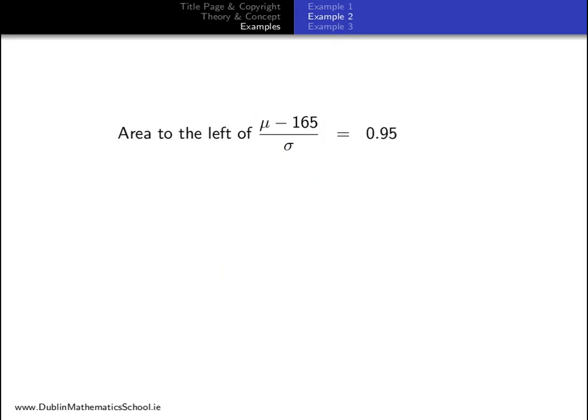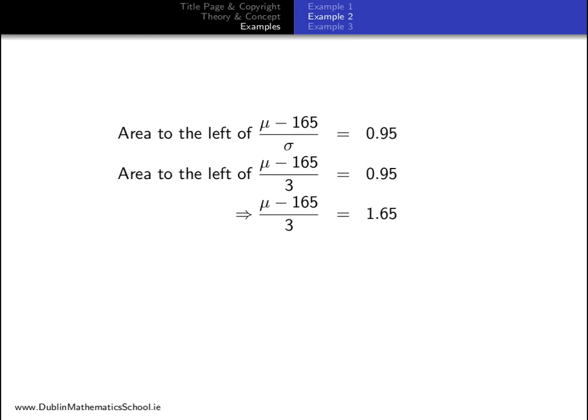So we can conclude the area to the left of mu minus 165 over sigma is 0.95, but sigma is 3. So area to the left of mu minus 165 over 3 is 0.95. That means mu minus 165 over 3 is equal to 1.65, because a z point of 1.65 gives us an area to the left of it of 0.95. A little bit of algebra gives us mu is equal to 3 times 1.65 plus 165, which is 169.95 centimeters.